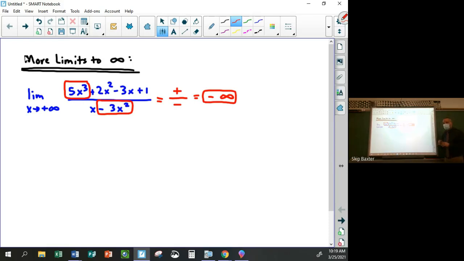If I were to graph this function, to the far right of this function, it's going to go down to negative infinity. It's going to head down. Okay?